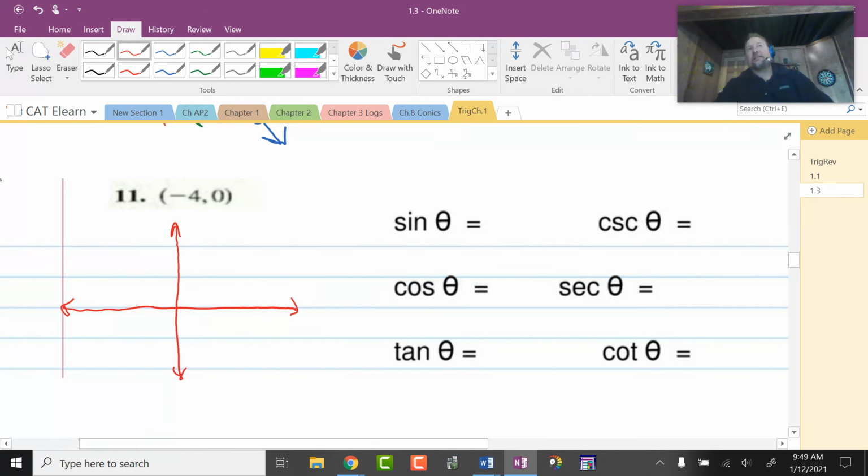Now, this always makes me sad. This is where the stuff hits the fan, so to speak, where I get students putting this all over the place. They either go down or they go left. Now, one of them is right, and it's this one. You go negative 4 to the left and 0 up and down.